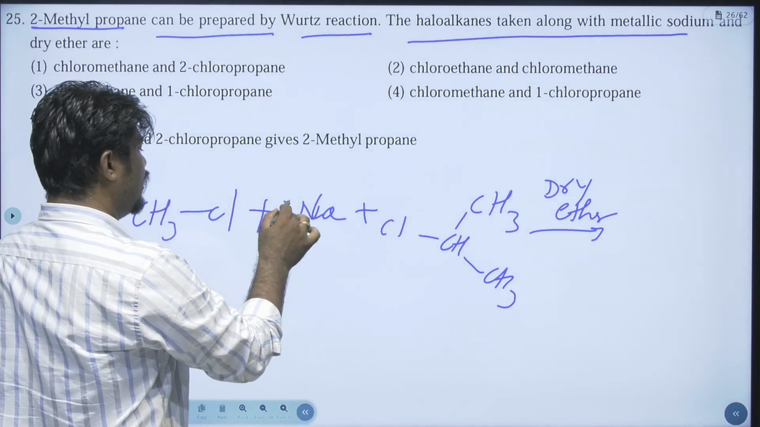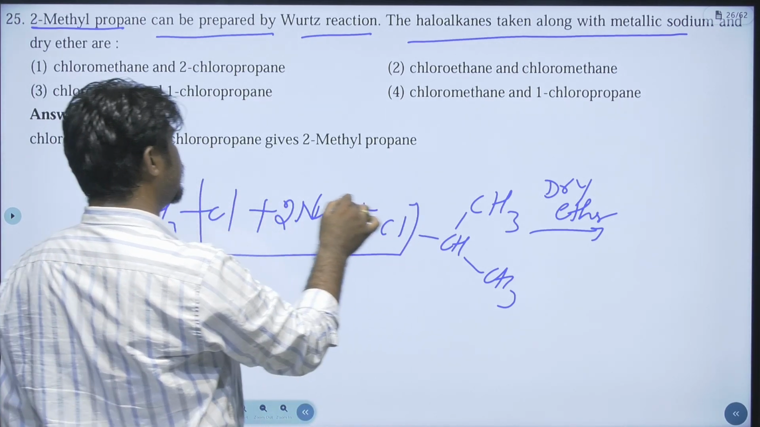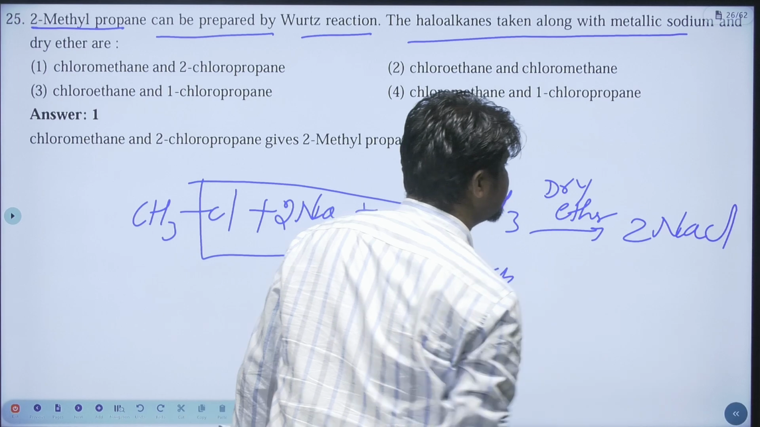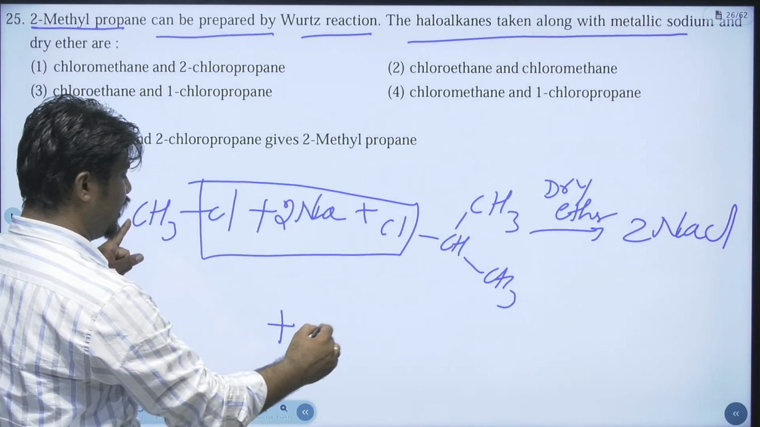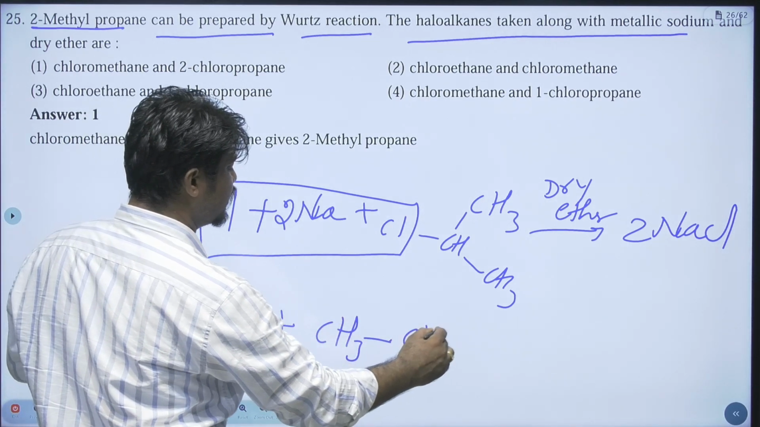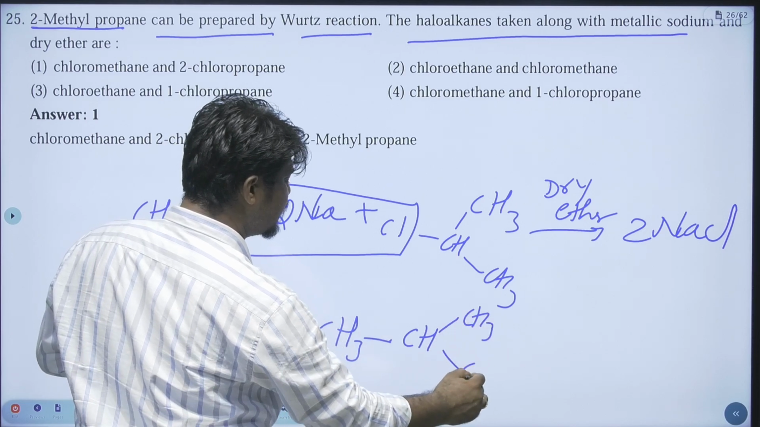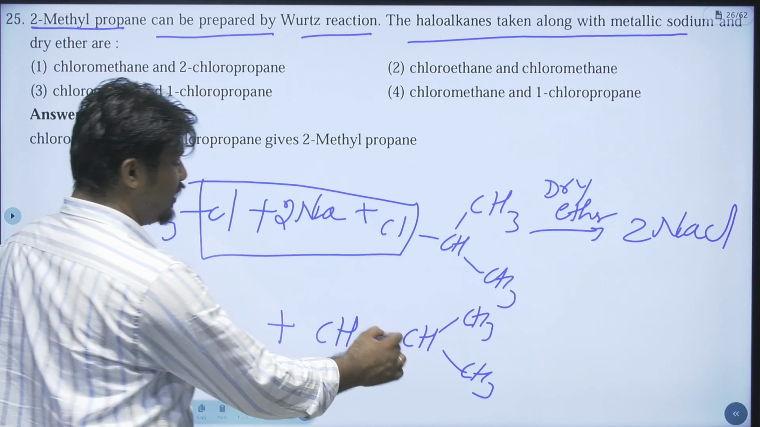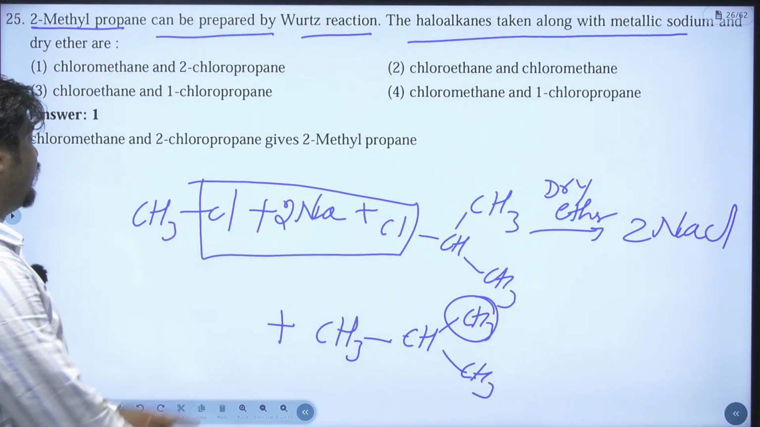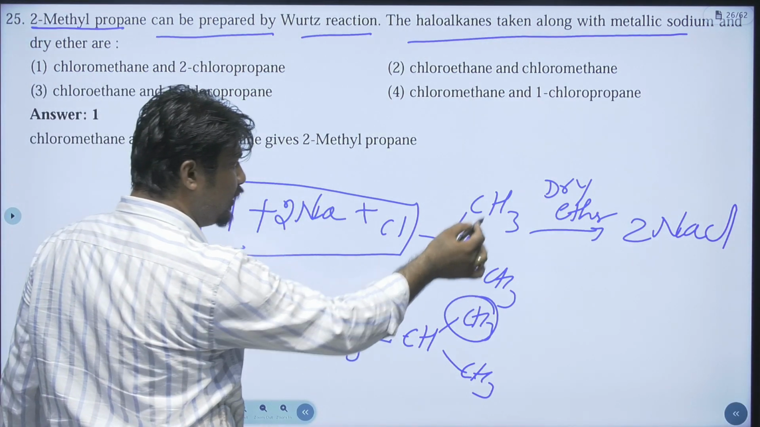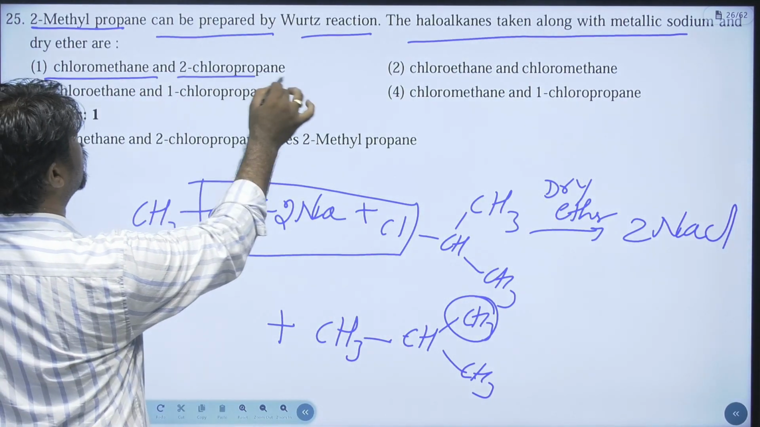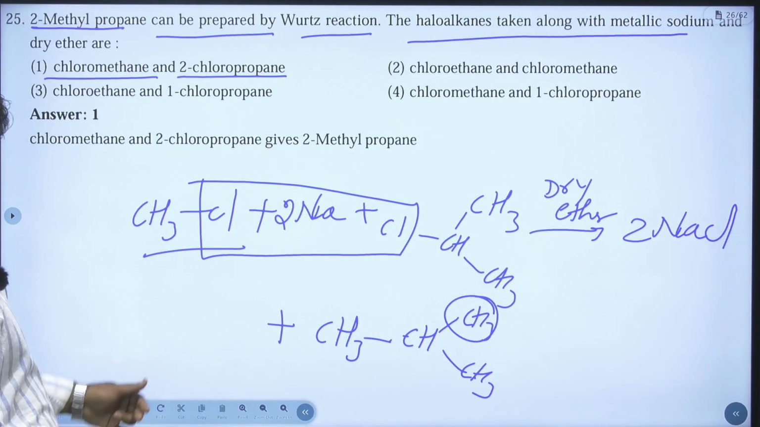Here these two molecules of Na combine with the 2 atoms of chlorine, resulting in the formation of 2 molecules of NaCl along with the product CH3-CH(CH3)-CH3. The name of the product is 2-methylpropane. 2-methylpropane can be prepared from chloromethane and 2-chloropropane. So the answer is the first, chloromethane and 2-chloropropane. Go to the next question.